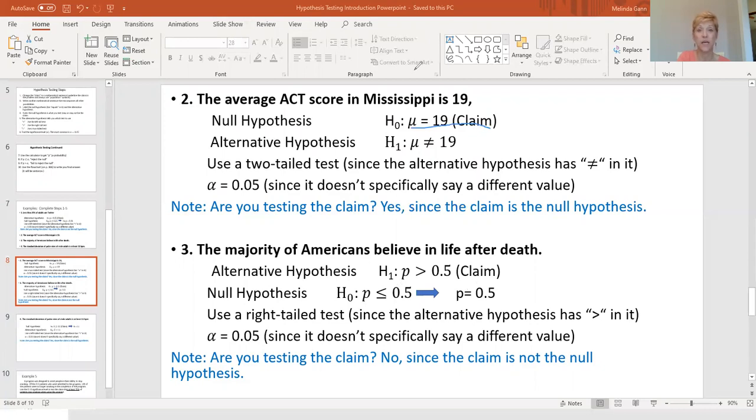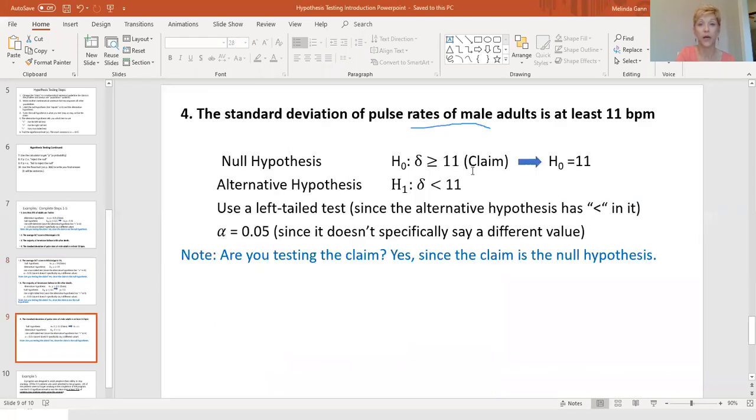All right, let's double check that other one and make sure that we did okay on that fourth one, and then look at one more real quick. All right, so here we go. So standard deviation, that's my population symbol for standard deviation, is at least 11 beats per minute. Now remember, at least doesn't mean less than, at least means that number or bigger. So that's why I have greater than or equal to 11, and I put the word claim next to it. If the standard deviation is not greater than or equal to 11, it must be less than 11.